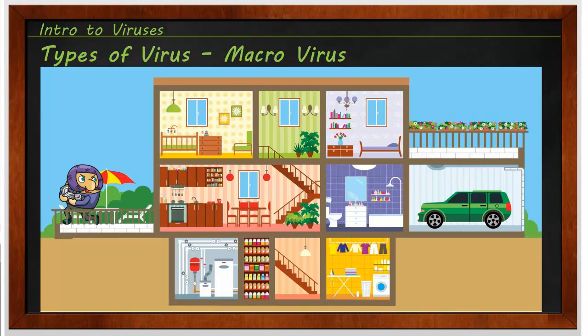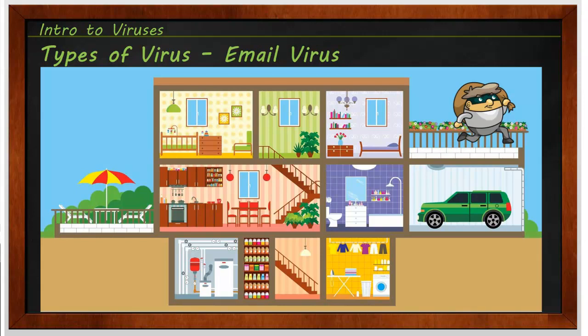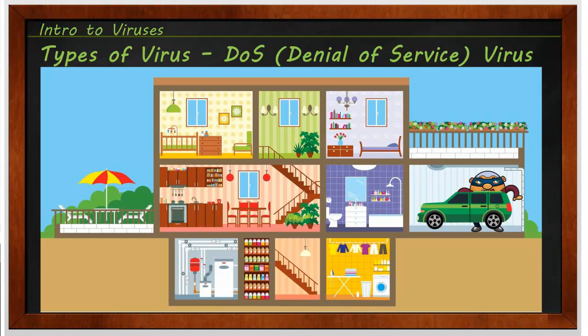So you basically want to make sure that anything you open up that has a macro comes from a trusted source. Email virus. Okay, so this is the bad postal worker. In effect, you click on a link which is attached to an email, and you've opened yourself up to attack that way.